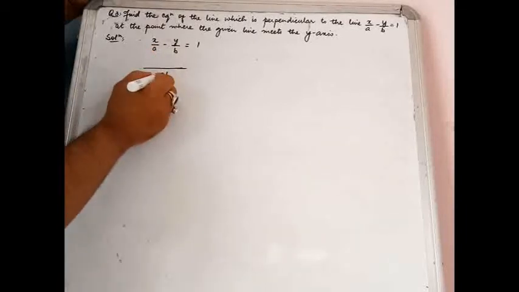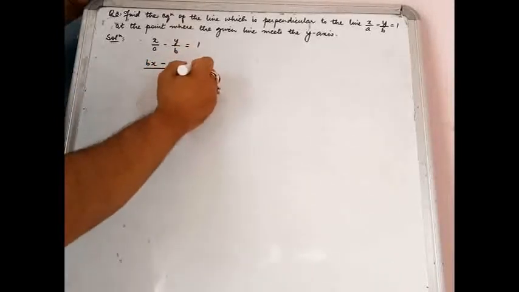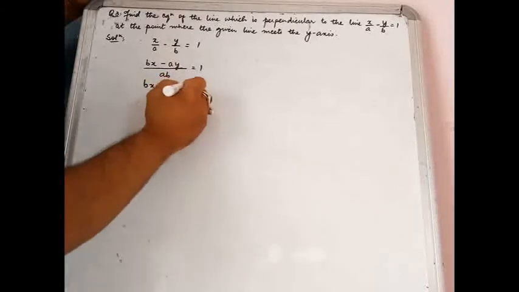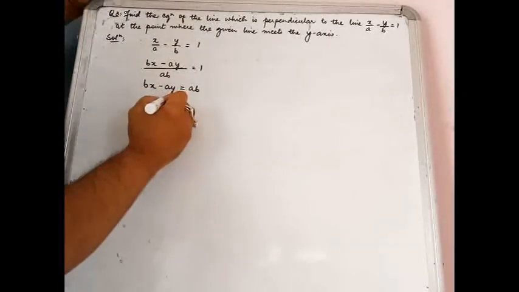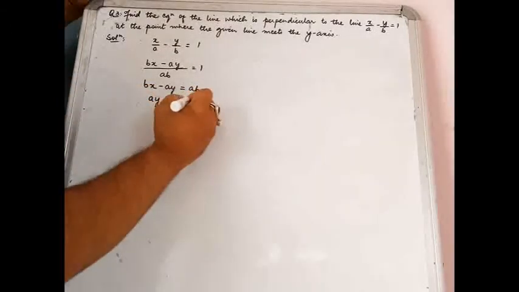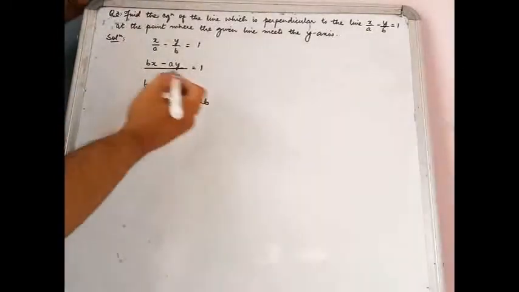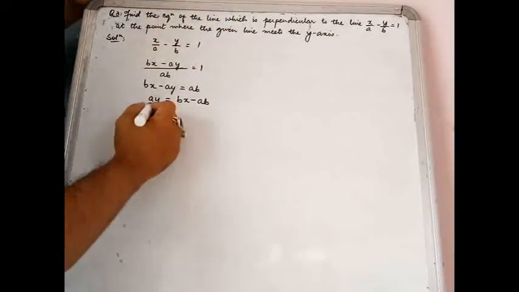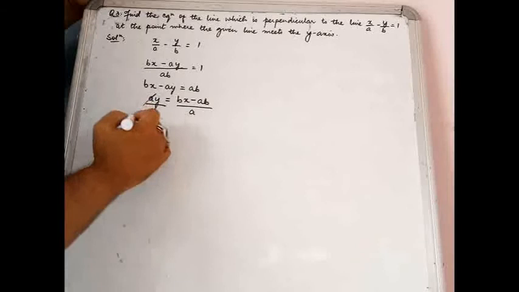A goes 1 times, so there is B remaining. So you have bx minus, similarly, ay is equal to 1. Therefore you have bx minus ay equal to ab. So we can write ay equal to bx minus ab. These are simple shufflings of terms from right to left so that we get the standard form, which is y is equal to mx plus c form. I will divide this side by a, so I will have to divide the other side also by a. You see a and a get cancelled.